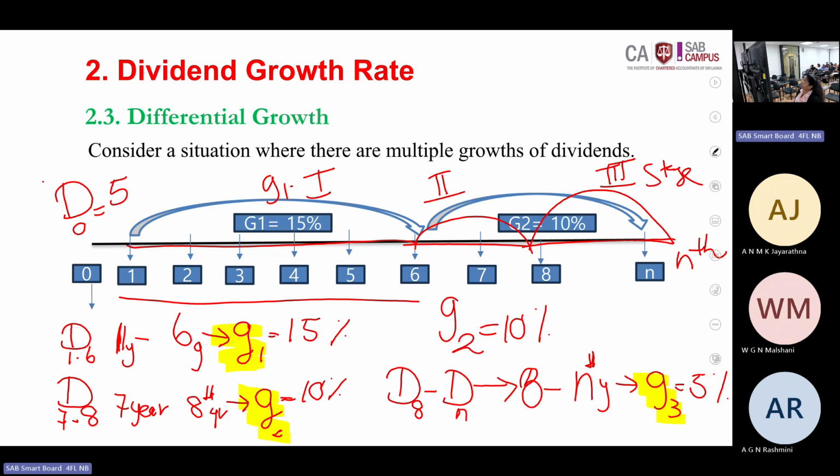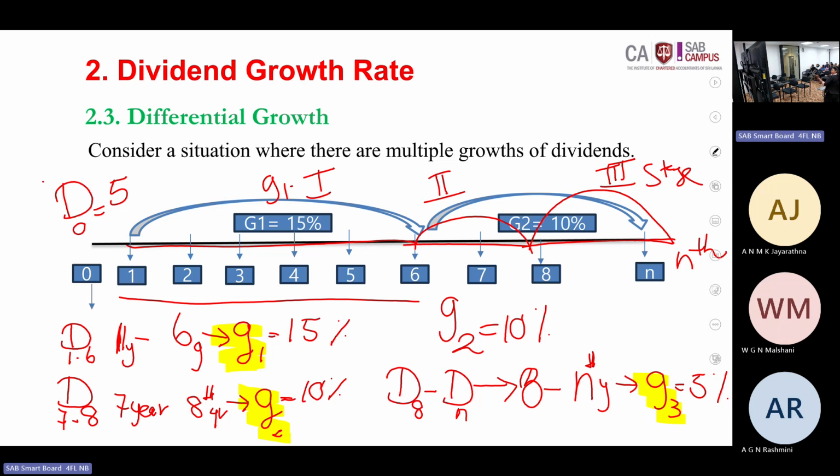There might be scenarios like this. Some shares will offer a differential growth rate. Your dividend is not always constant, as we lectured in the first and second subsections. The first section discussed zero growth, and the second was constant growth. Differential growth means having different growth rates. But for your syllabus, we are just considering 2 stages.